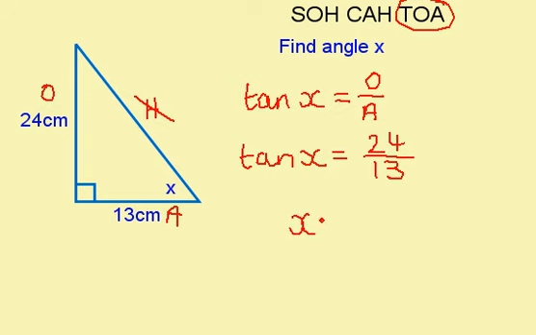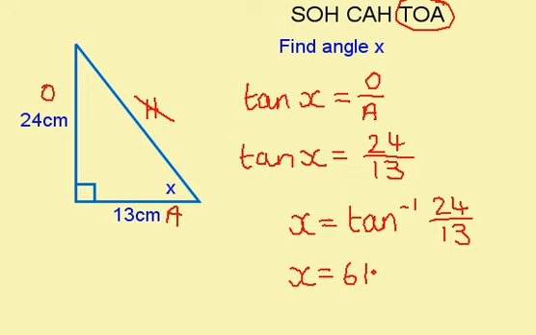To get X, we need to do inverse tan of 24 divided by 13. To type this into your calculator, type 24 divided by 13, make sure you press equals, and then press shift and tan. You should get the answer 61.6. Because X is an angle, the units are degrees.